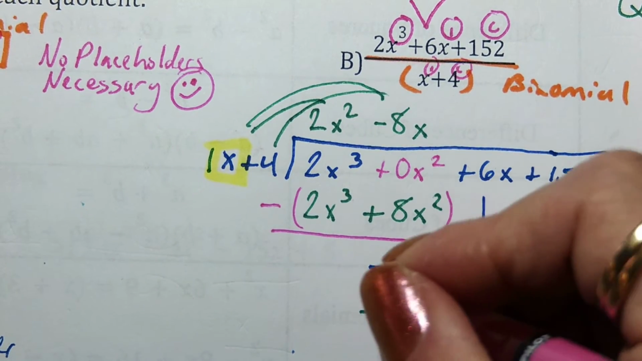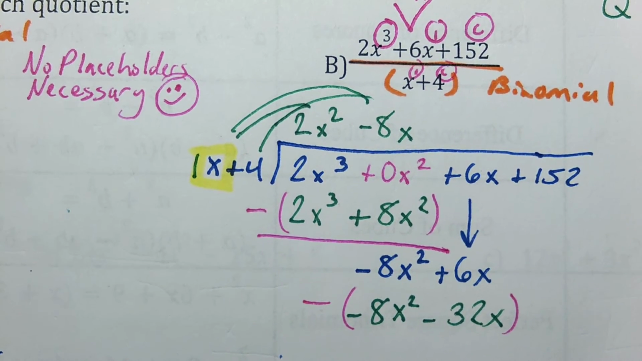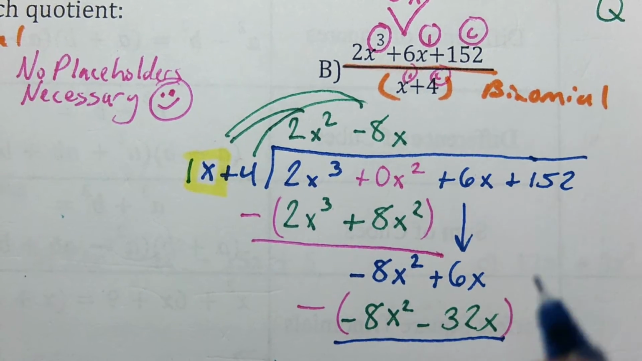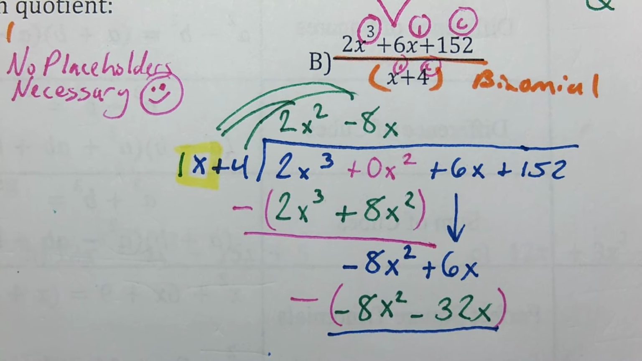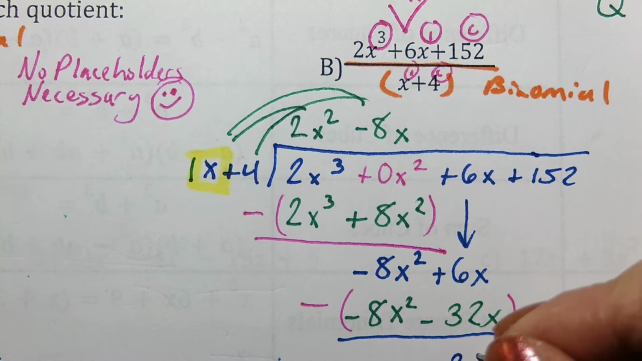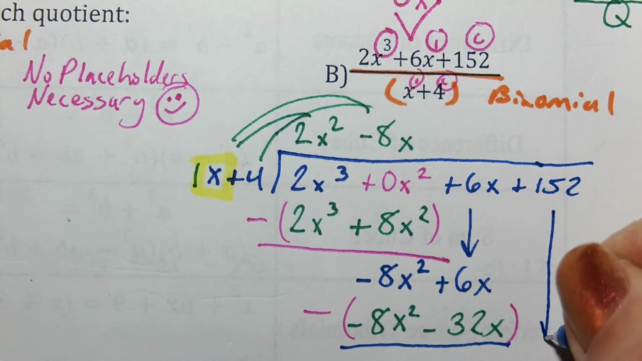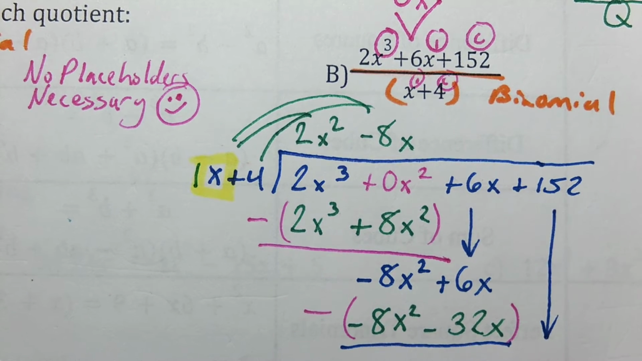And we enclose in parentheses and subtract. So negative 8x squared minus a negative 8x squared is what? 0. 6x minus a negative, so plus 32x is 38x. Bring on down the 152. And I want you to try the next iteration on your own. What goes on the dividing house? What do we multiply it by? How do we carry out the subtraction? 1 minute, go.